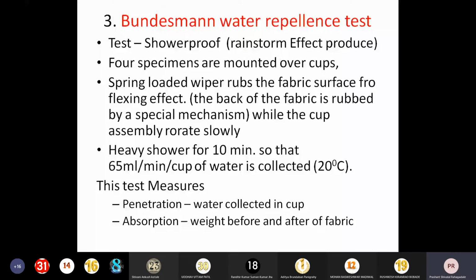What we will do? Here we will take the specimen. We will weigh the specimen. So before the test also we will weigh the specimen. Means there is no water. Before the test there is no water. Then after the test we will again measure the specimen. So it will have absorbed water. There is water in it, its weight has increased, right?